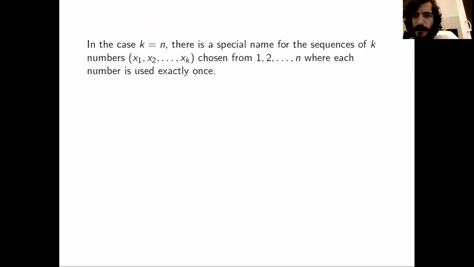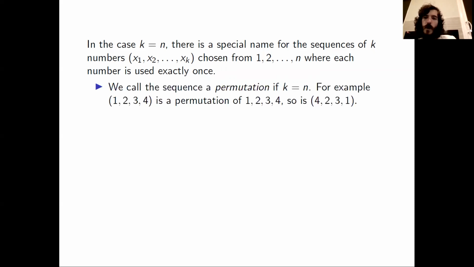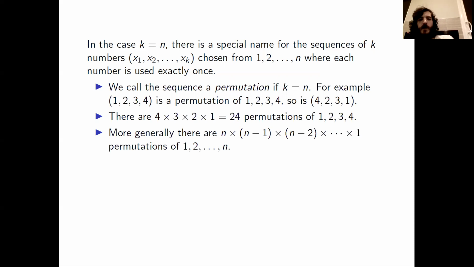Now, there's a special case when k equals n, and that case gets a special name. We will call these sequences permutations when k equals n. So for example, 1, 2, 3, 4 is a permutation of the numbers 1, 2, 3, 4, but so is 4, 2, 3, 1, so is 3, 2, 4, 1, so is 2, 3, 1, 4, and so on. How many total permutations are there? Well, we can see that there are 4 times 3 times 2 times 1, which gives us 24 permutations of the numbers 1, 2, 3, and 4.